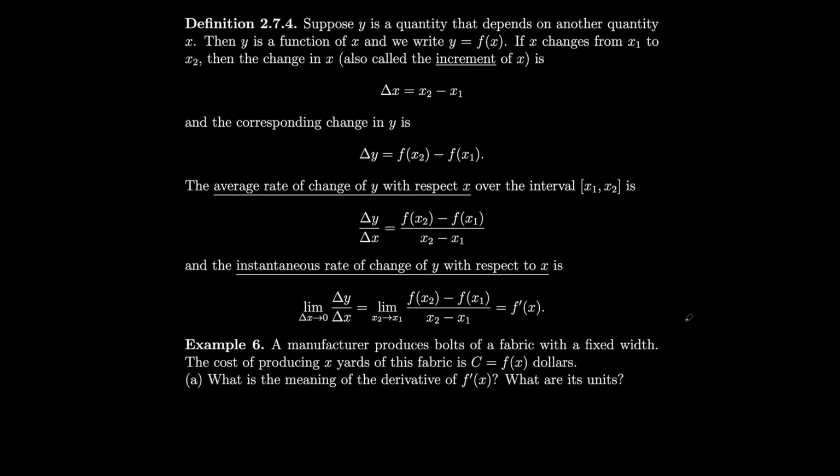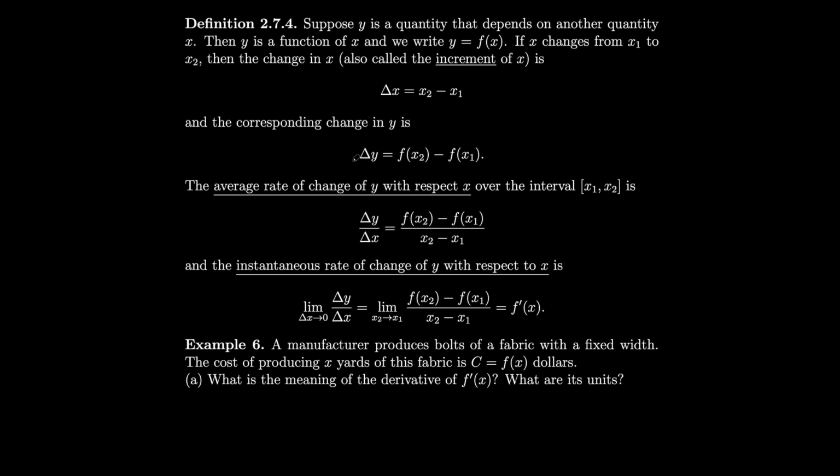Suppose y is a quantity that depends on another quantity x. Then y is a function of x, and we write y equals f of x. If x changes from x1 to x2, then the change in x, also called the increment of x, is delta x, which is x2 minus x1. The corresponding change in y is delta y, the increment of y. It's f of x2 minus f of x1. We then say that the average rate of change of y with respect to x over the interval x1 to x2 is delta y over delta x, which is f of x2 minus f of x1 over x2 minus x1. That should look familiar. That's the slope of the secant line.